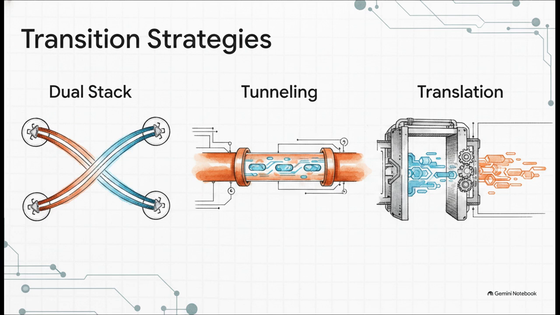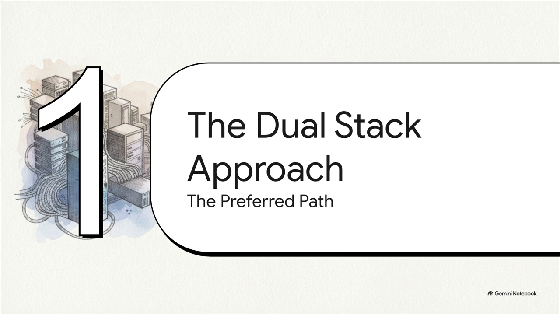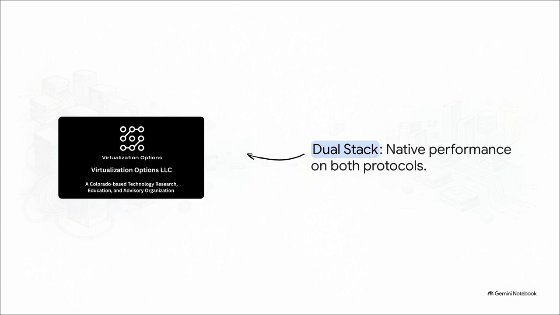The reality check for enterprise networks is this: don't expect a clean, single mechanism rollout. Most of you will absolutely use a mix of all 3 of these strategies at different points during your transition. Section 4, the dual stack approach, which is our preferred path. With dual stack, there's absolutely no translation needed. You get full native performance on both protocols. And the really great news here is that operating system support is already completely ubiquitous.